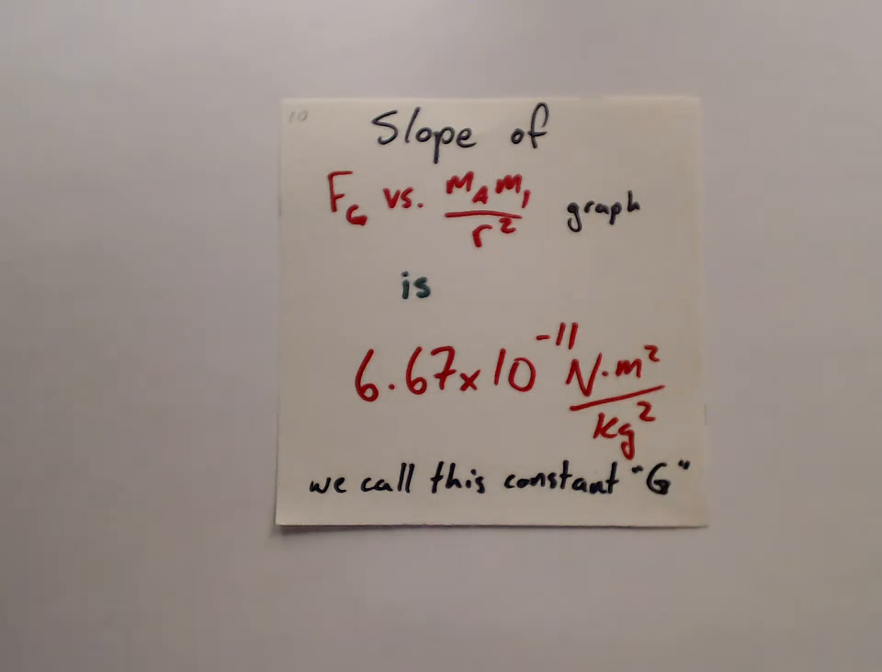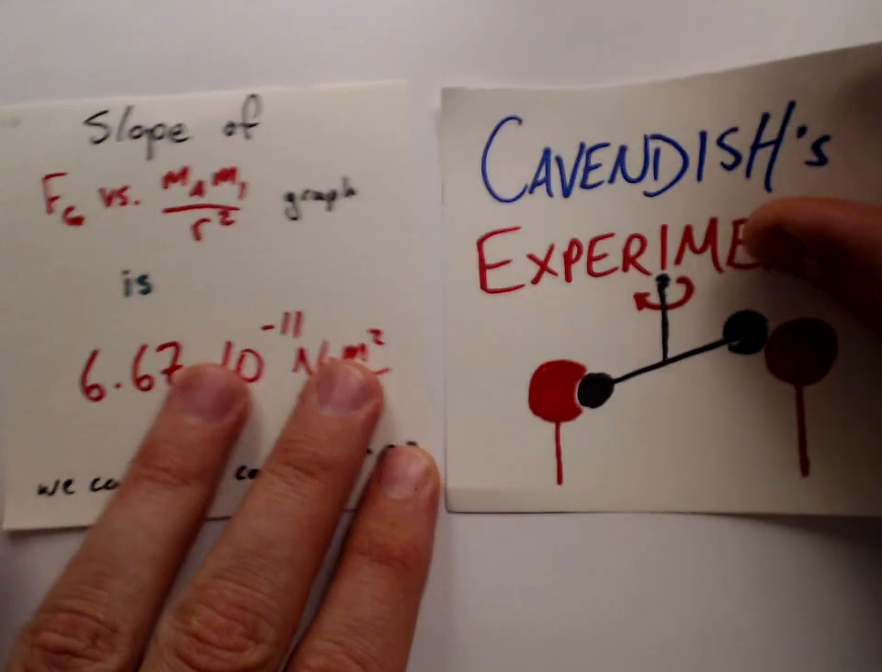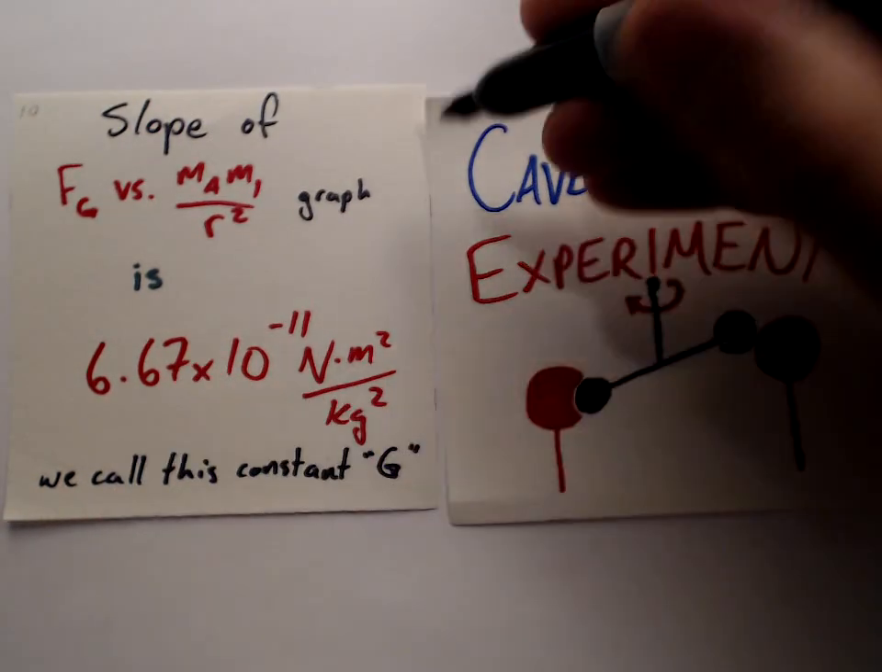And it's called Newton's universal gravitational constant, but Cavendish should get the credit for the work.